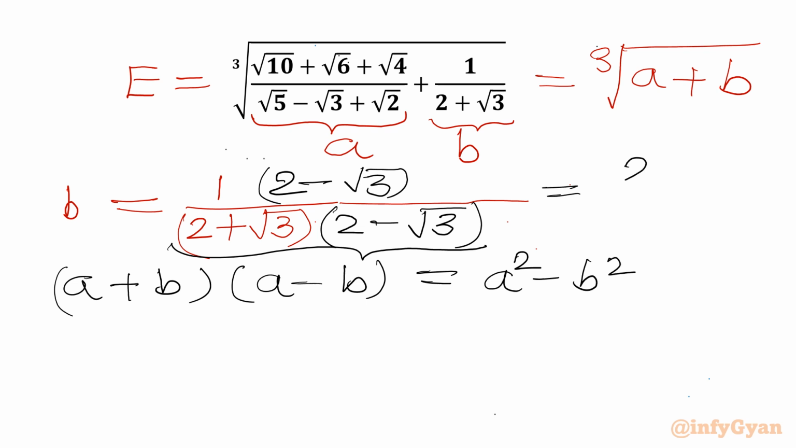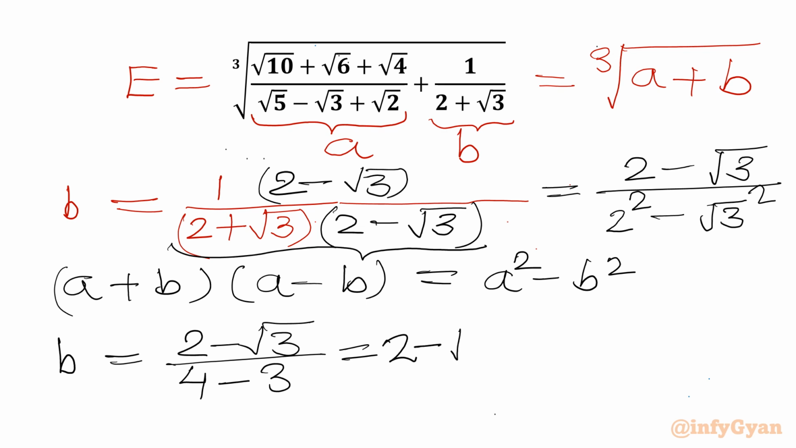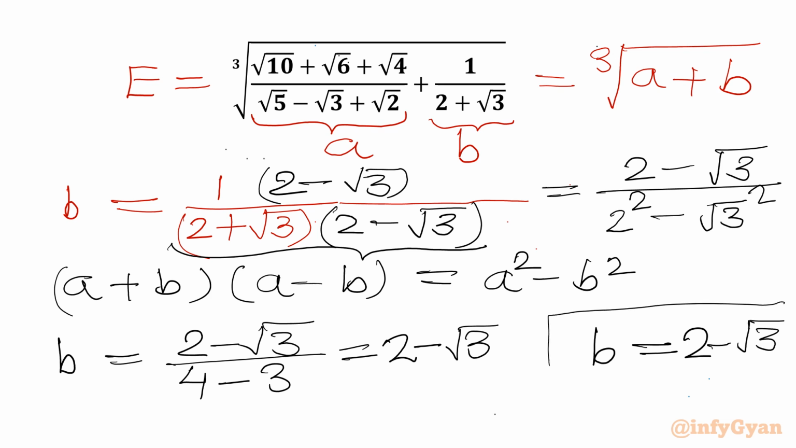So I can write the numerator as 2 minus root 3, and in the denominator we will write a square, which is 2 square, minus b square, which is root 3 square. So B will become 2 minus square root 3 over, 2 square is 4 and root 3 square is 3. So I can write this value will come out 2 minus root 3. So expression B will become 2 minus square root 3. Now we will simplify expression A.